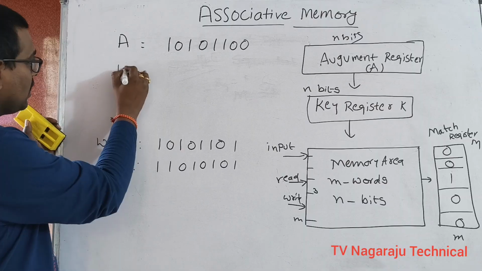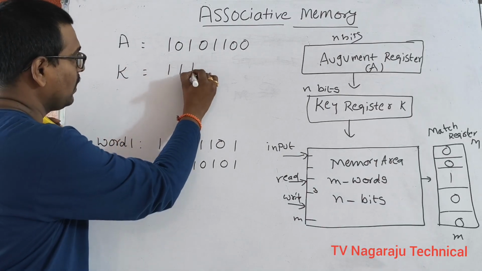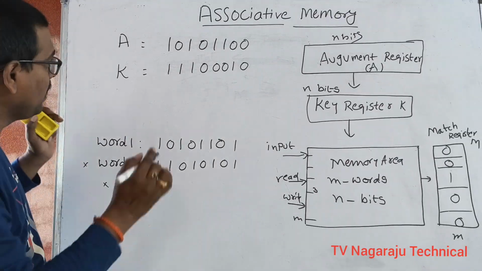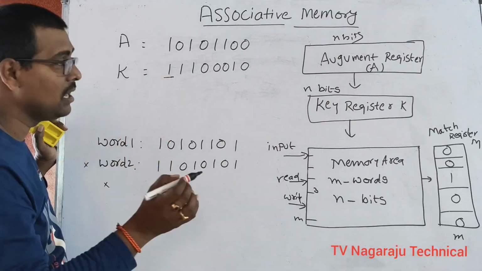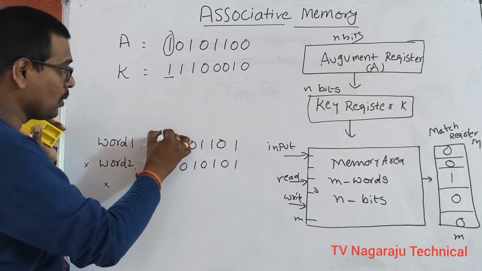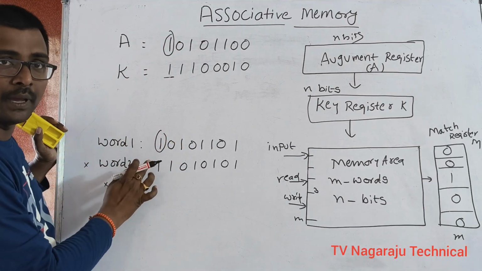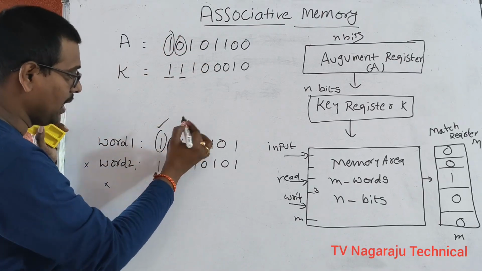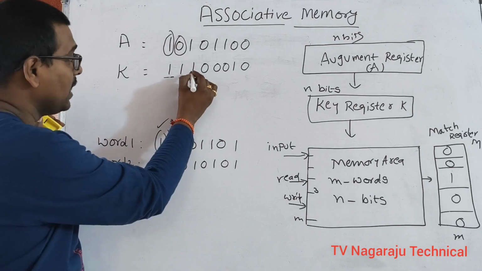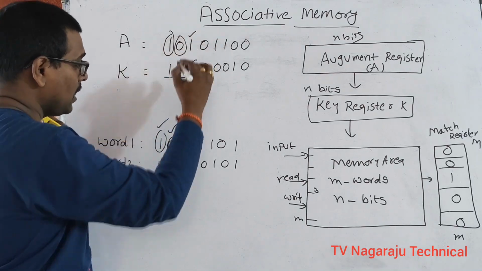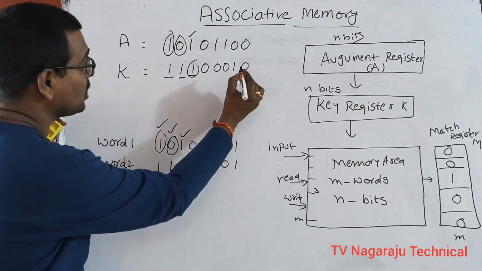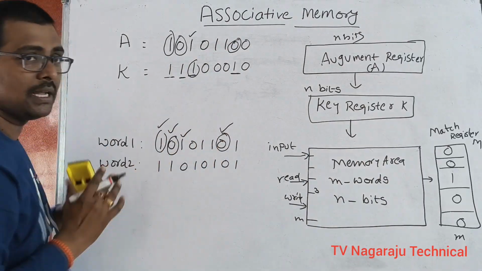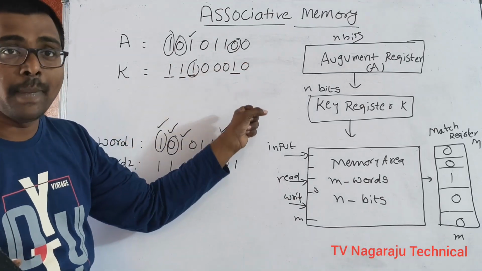But if I write a key like this, 1 1 1 0 0 0 1 0, assume like this, then what happened? First, here we have a value 1, and these position values are compared. There is a match, right? Here also 1, this bit and this bit are compared. Both are same, match. Here also 1, again match. Next, here we have 1, this bit and this bit are compared, match. Now here complete matching occurred.